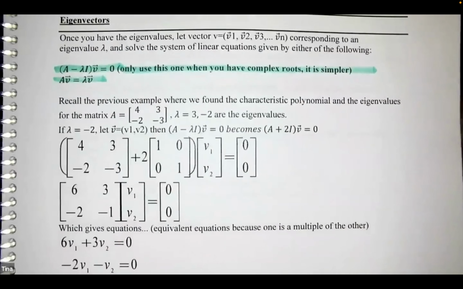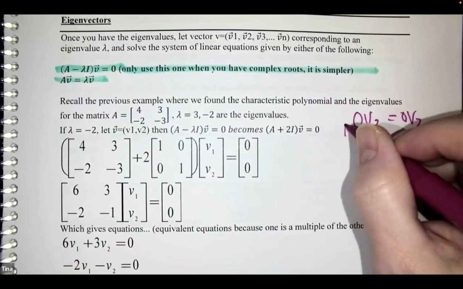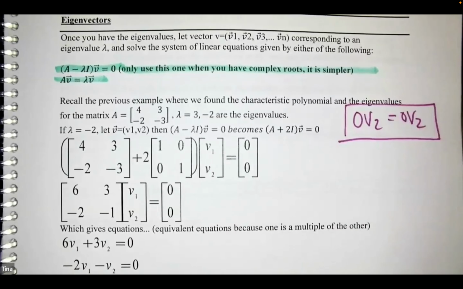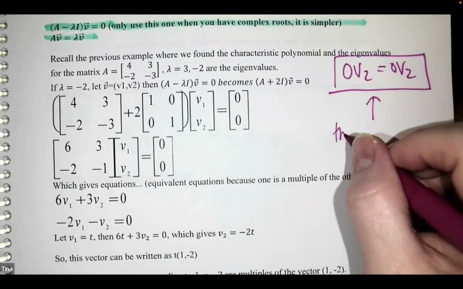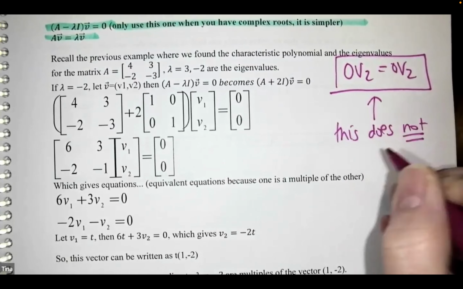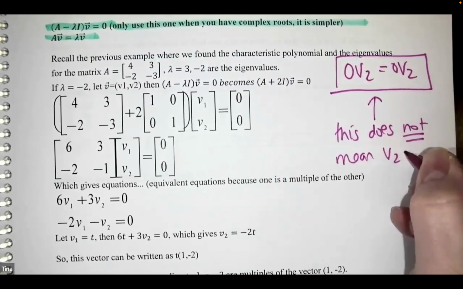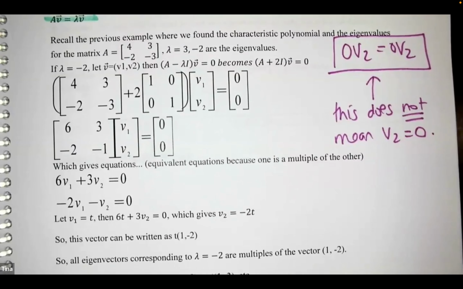When you go to solve an equation, let's say you end up with 0 v2 equals 0 v2. Be careful. This does not mean that v2 is 0. It's a very common mistake. So this does not mean to let v2 be 0. We'll see that in our solutions. So just be careful, okay?